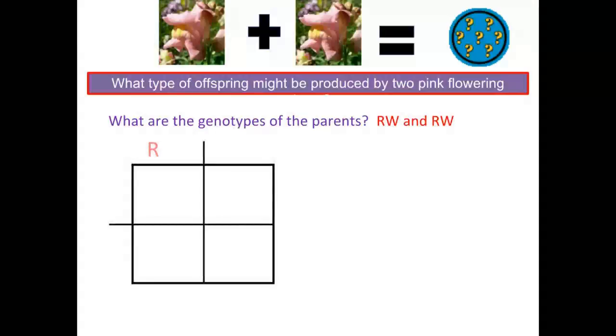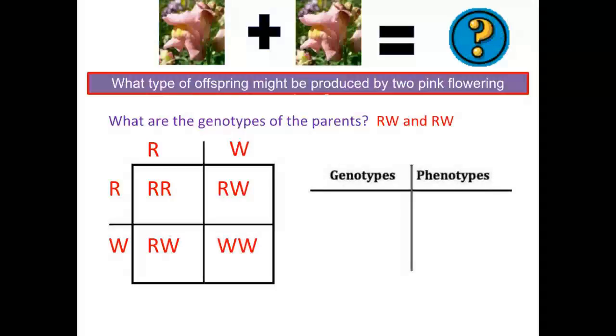So if we had the problem set up with two different pink flowers, notice we still are dealing with two big letters. So we have big R, big W for both parents. We put those on the top and the side of our boxes. Then we bring it down and over like this. Then we have to create the genotypes and phenotypes. Remember, the genotype is the actual genetics of it, whether or not it is homo or heterozygous, and then the phenotype is what that means.